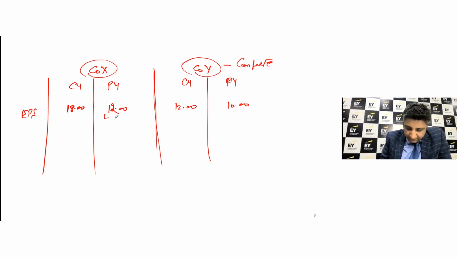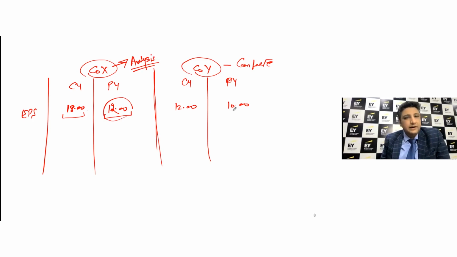So for company X itself, let's say this is the company for which the analysis is expected to be done, right? So we are saying that last year the company had an earnings per share of 12, which has increased 50%, right, from 12 to 18. So that's a 50% growth, right? So that's what you are looking at, as in the comparison between the two periods for the same company.